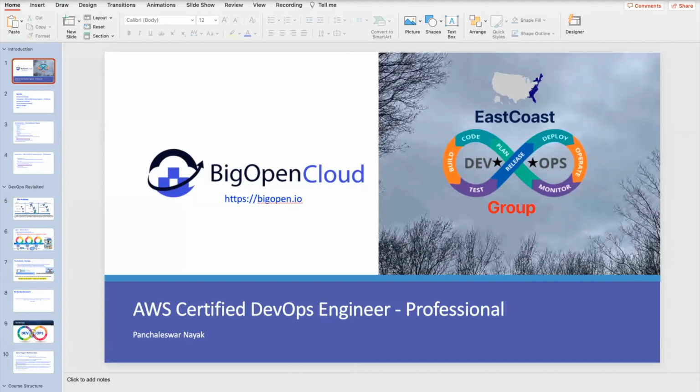So, hey team, my name is Pansaleshwar Nayak, and this is my effort to train the community, which I have been doing for the last 3 years. Every year I conduct this because I get some time, so I thought I'd do some community service. This year I thought of doing it a little more formally, so I started a group called East Coast DevOps Group. Here is the logo.